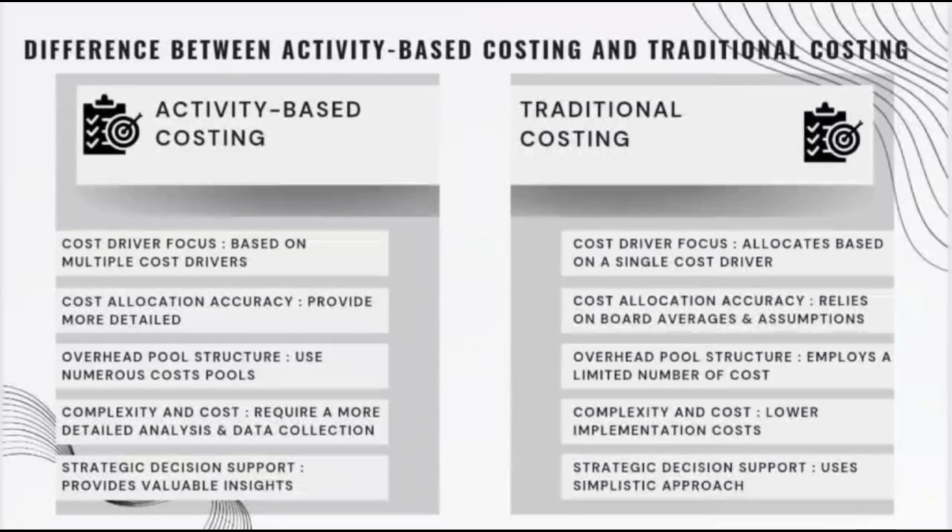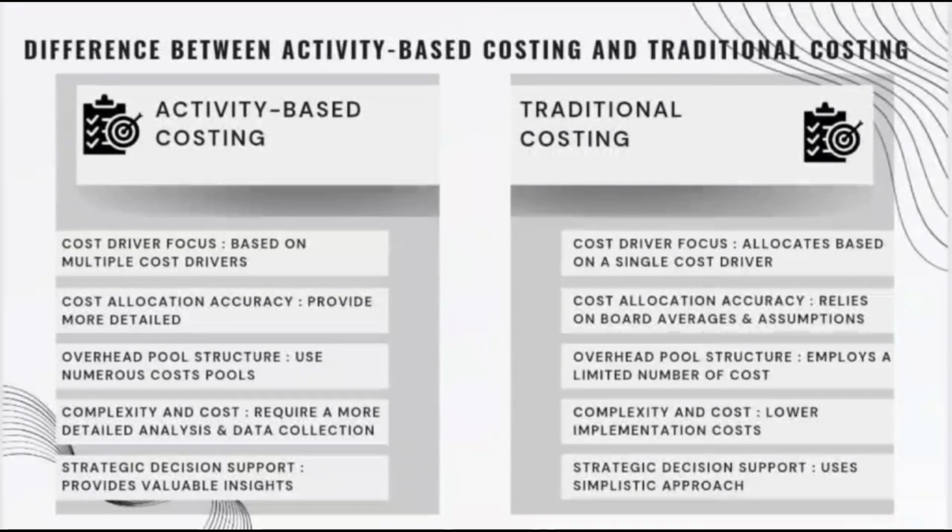Activity-based costing requires more detailed analysis and data collection, making it a more complex and time-consuming process compared to traditional costing. Meanwhile, traditional costing, being simpler, incurs lower implementation costs and is easier to maintain. Activity-based costing is often more suitable for complex manufacturing processes or service industries where overhead costs are significant and traditional methods fail to provide accurate insight.